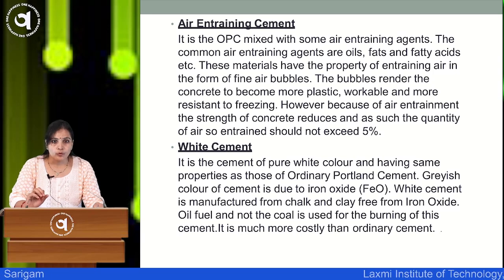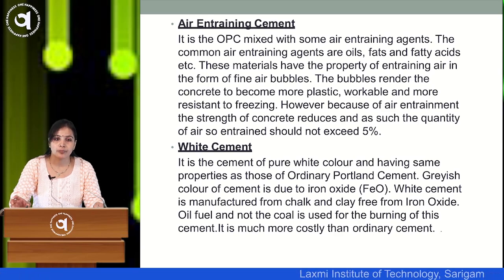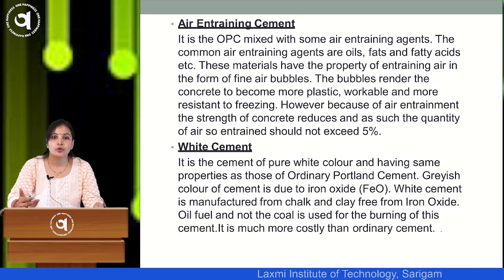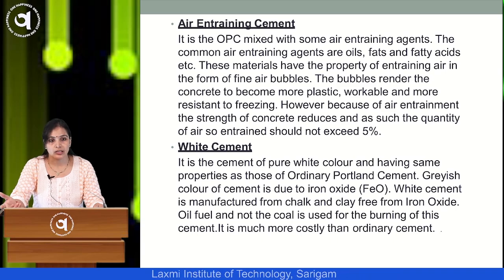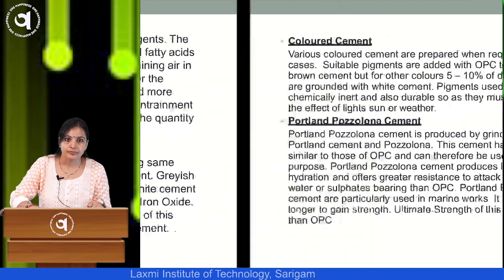Oil fuel and not coal is used for the burning of this cement, so it is much costlier than ordinary cement. In OPC, while manufacturing, we use coal for the burning purpose, but when we are preparing white cement we use oil fuel. So, it becomes directly costlier than OPC.